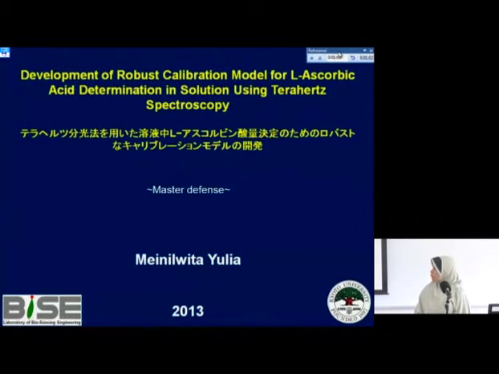The title of my presentation is Development of Robust Calibration Model for L-ascorbic Acid Determination in Solution Using Terahertz Spectroscopy.